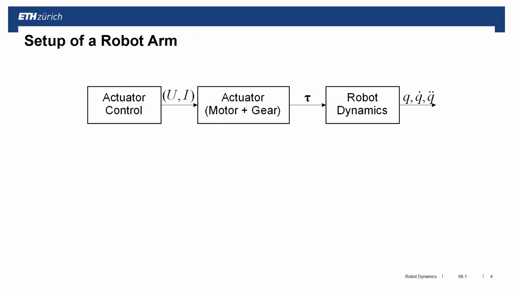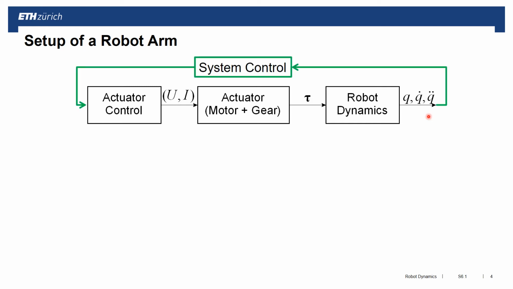Now, if you look a little more into details in how such a robot arm is set up, we can identify three components. We have the first part, which is the actuator control, which essentially is the electronics that drive our motors, where we produce a voltage and a current that drive the motor and gear system, which we summarize as actuators. That gives a torque that acts on our multi-body dynamics, which then gives an output of the position, velocity, and acceleration. Now what you see here on the left, this part, is all on joint level, while this multi-body dynamics is where the coupling happens between the multi-body system.